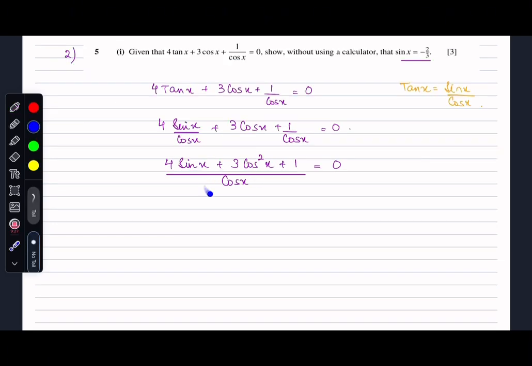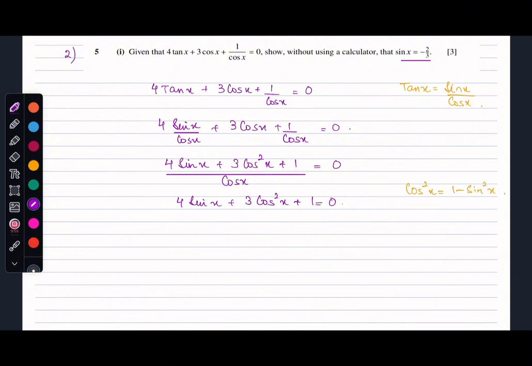So this cos of x can get multiplied with 0 and can get eliminated. Therefore, here I will be left only with 4 sine of x plus 3 cos square x plus 1, which should be equal to 0. So cos square x, again using the identity for cos square x, I know that cos square x shall be equal to 1 minus sine square x.